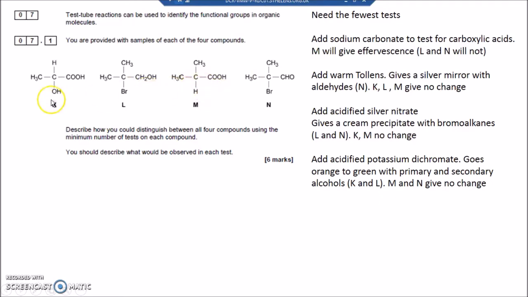And now I just need to distinguish between K and M. Well, I've got a secondary alcohol on this one. So my secondary alcohol, my COH, has got two carbons bonded to it. This M, this other carboxylic acid group here, this one hasn't got any OHs, so I could test for an OH by using acidified potassium dichromate, which would go orange to green. It goes orange to green with primary and secondary alcohols. It doesn't do so with a tertiary alcohol.